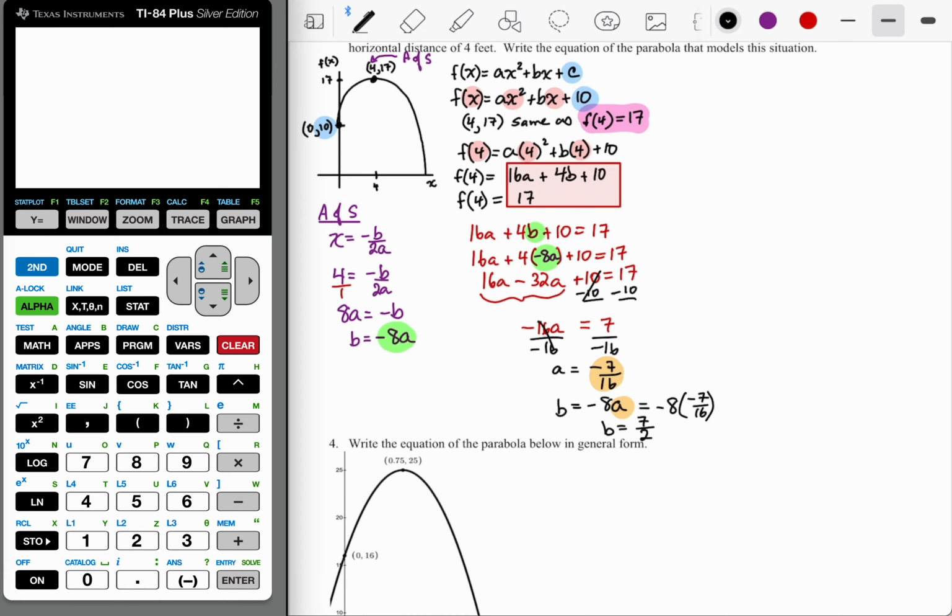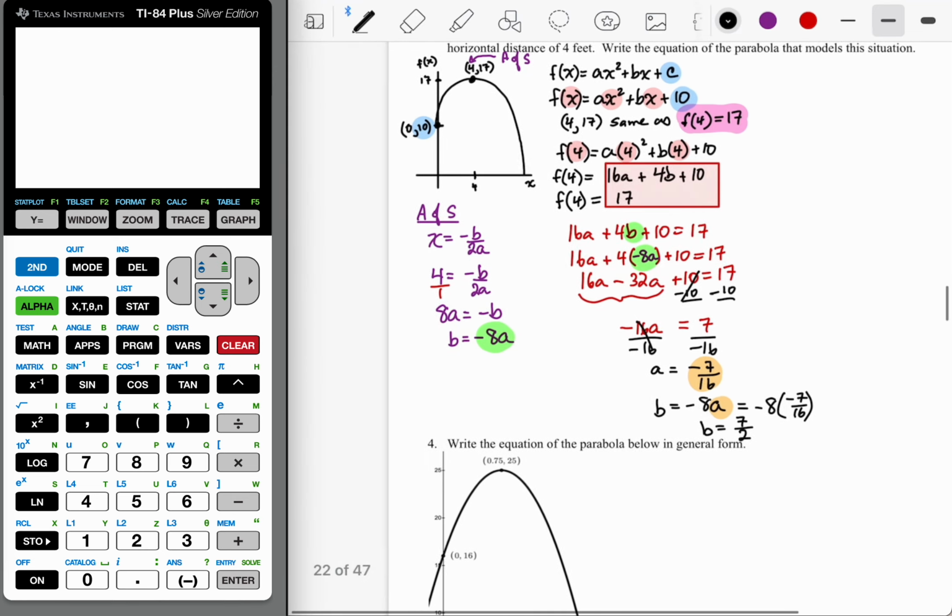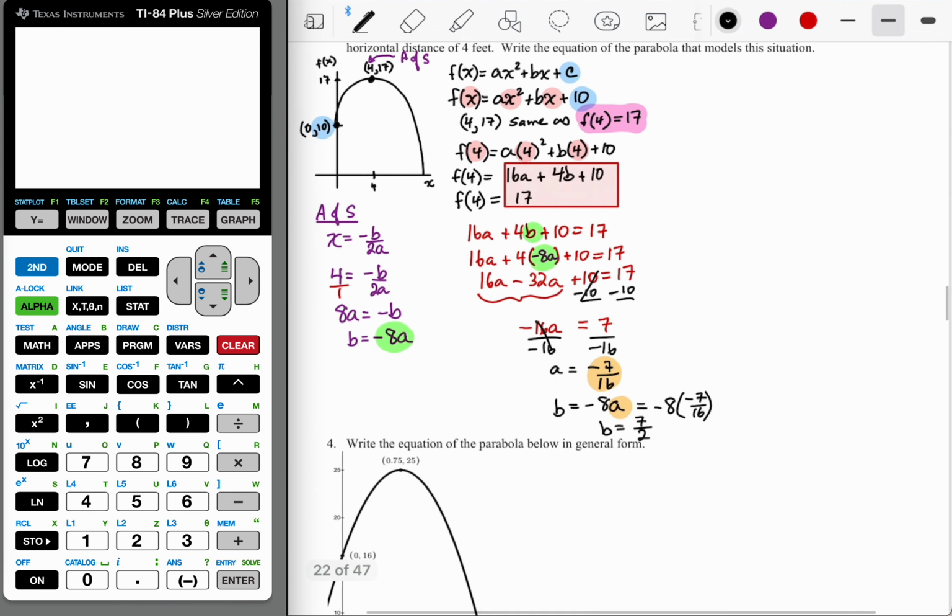All right. So again, our function, normally f of x is equal to ax squared plus bx plus c. We knew that the c was equal to 10. We now know that the a value is negative 7/16. We now know that the b value is 7 over 2. The c value was the 10. So this would be my function.